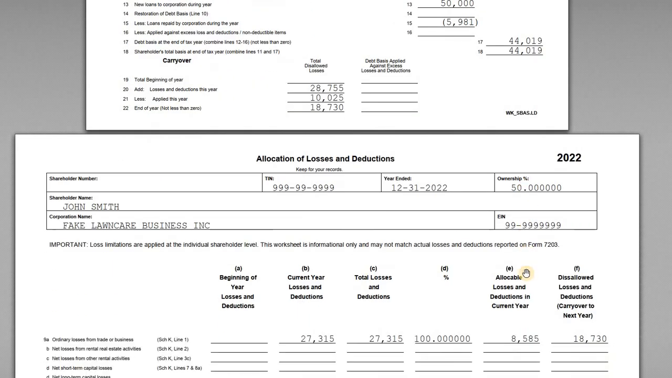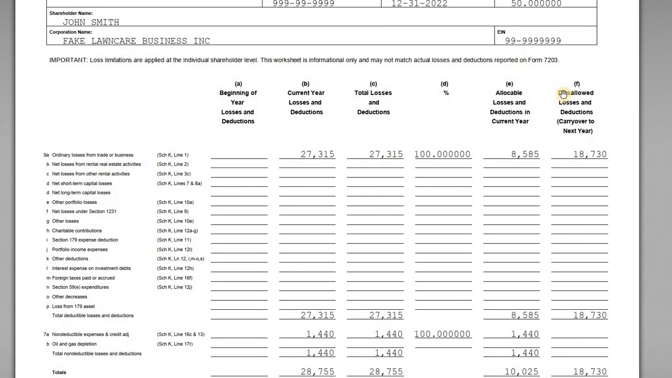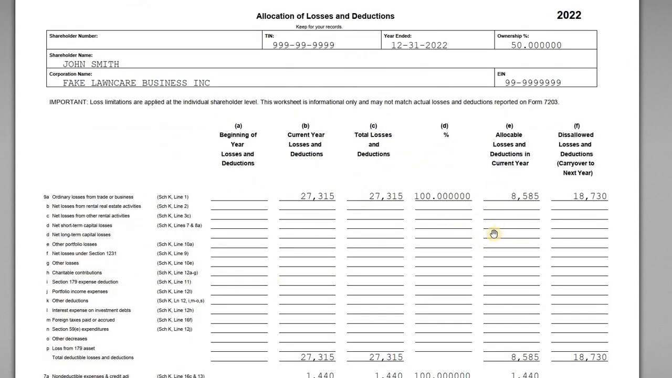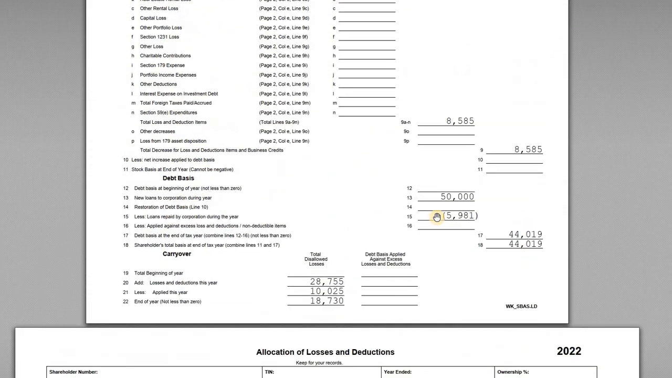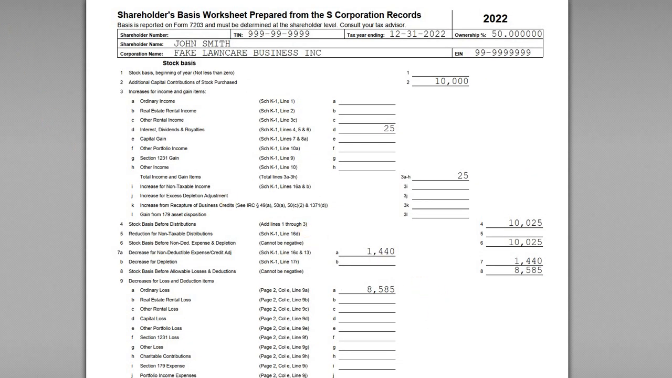Now, what's really important to remember, and I like that the loss and deductions worksheet provides a nice note here, and this is very, very important because it's very true, right? Loss limitations are applied at the shareholder level. So these worksheets, informational only, may not match actual losses and deductions reported on the 7203, right? Again, that's so true, very, very important to remember. Although these might, under some circumstances, reconcile with the amount of losses you claim, what your basis might be in the stock, not necessarily always the case. And that's what we're going to see when we look at John's Form 1040.